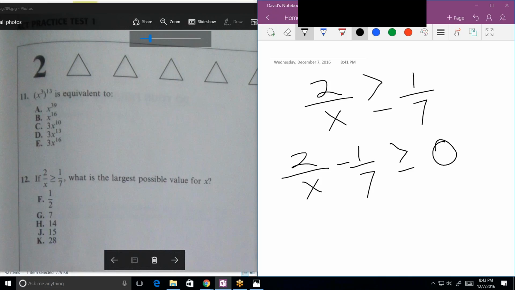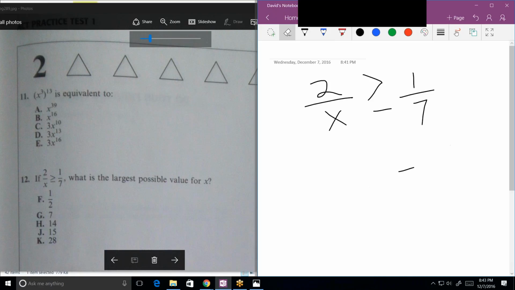Okay. Does 28 work? Actually, since we're going to do it by back solving, it makes more sense to leave it in its original form. Is 28 a solution to that? Is 1/14 greater than 1/7? No, it's not. So 28's not right.